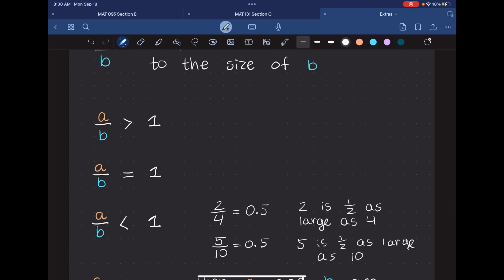And so I hope you see that when we're taking these ratios, we're comparing the size of A to the size of B. And when we simplify the fraction, whatever value we get, that's telling us how many times larger A is than B. So if we get a number that's greater than 1, then A is going to be larger than B. If we get 1, then A is the same as B. And if we get a number less than 1, A is smaller than B.